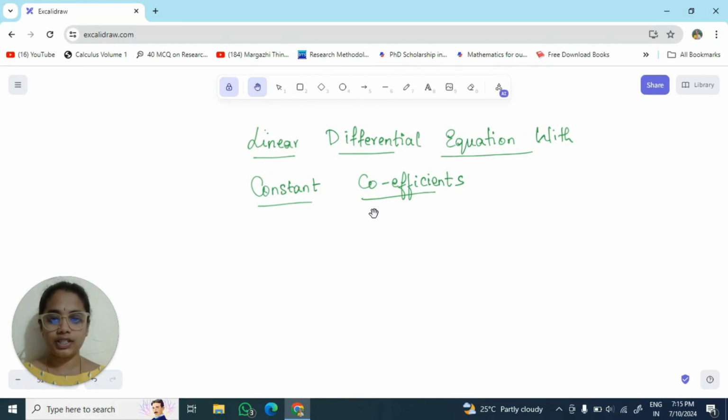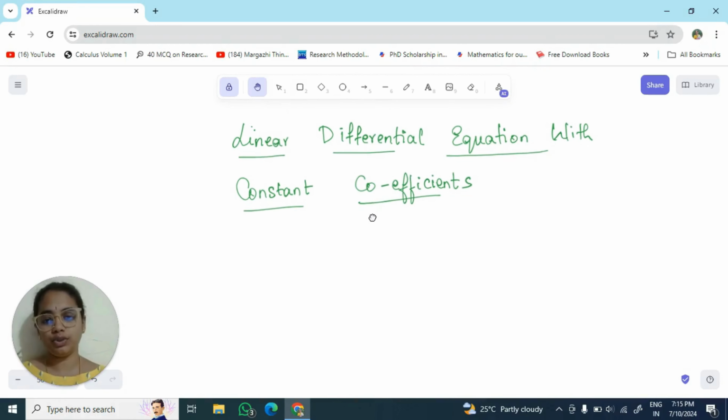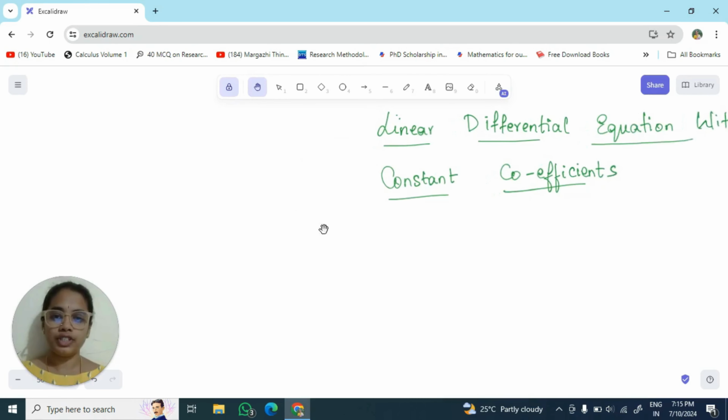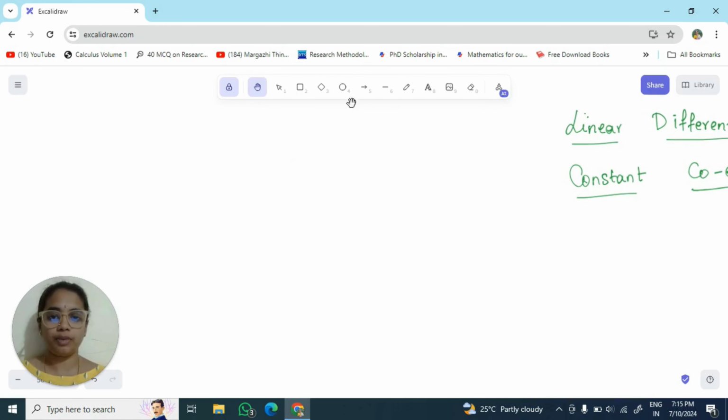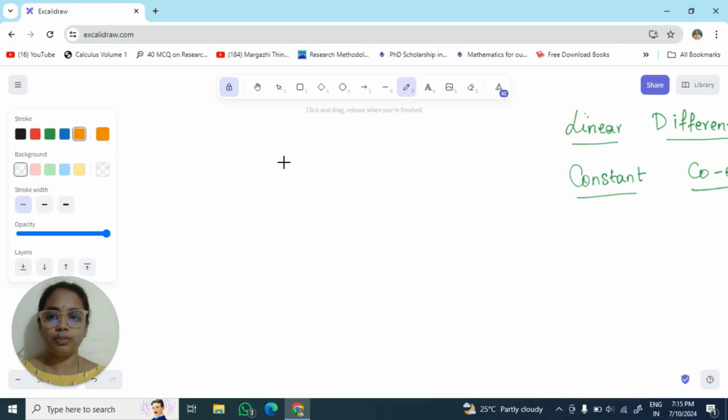In this session, let us learn how to find the general solution of linear differential equation with constant coefficients. Before we start on how to solve these type of problems, let us learn two important keywords, that is order and degree of a differential equation, which we have already studied.